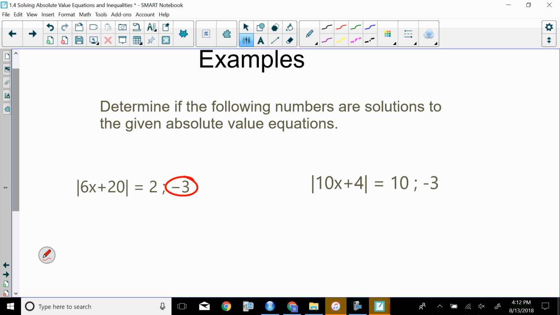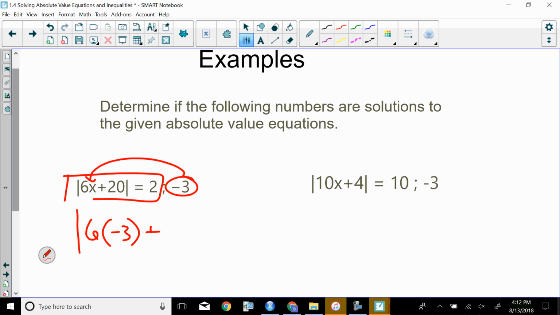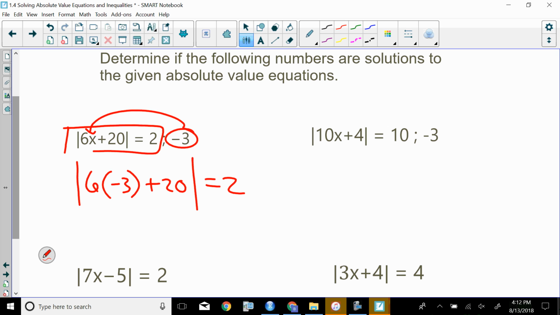I want to know if -3 is an answer to this. So I'm taking this -3 and plugging it in right there. I have the absolute value of 6 times -3 plus 20 is equal to 2. Well, 6 times -3 would be -18, plus 20. -18 plus 20 is 2. Absolute value of 2 equals 2. Yeah, that's true. So is -3 a solution? Yes, -3 is a solution.